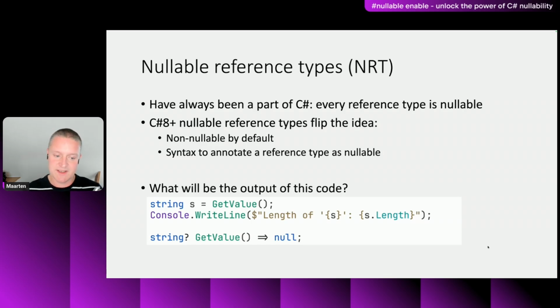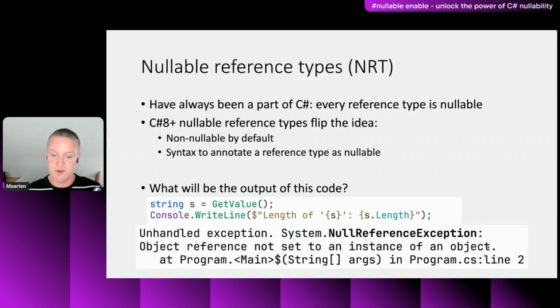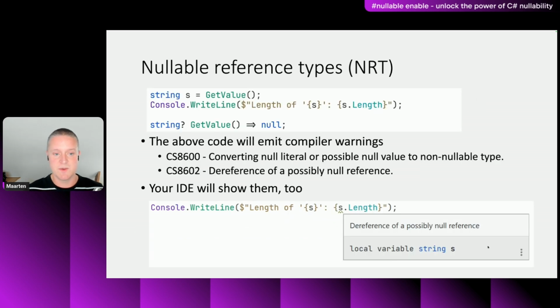So if you think about this, what will be the output of this code? It's also going to be a null reference exception. Again, object reference not set to an instance of an object. Your application will probably throw and die if it's the only thing that is in your code base there, because that getValue is still returning null, and you're still trying to access the string.length.